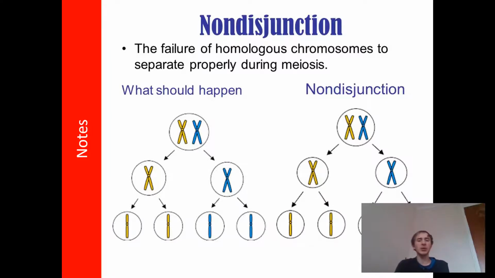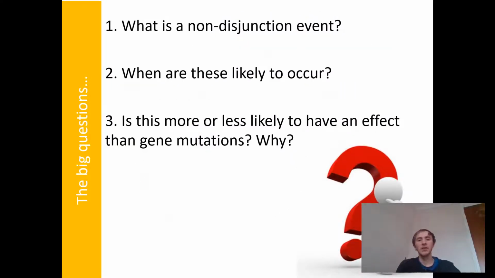So, let's have a look at a couple of questions about this. Firstly, hopefully you should have already written down those notes from earlier, so you don't need to write down the first 2 questions. But have a glance at them. What are the answers? So, a non-disjunction event we hopefully know is a failure of the chromatid arms to separate properly during meiosis 2, which answers question 2 as well. It's likely to occur during meiosis.